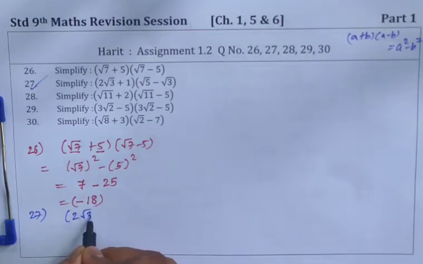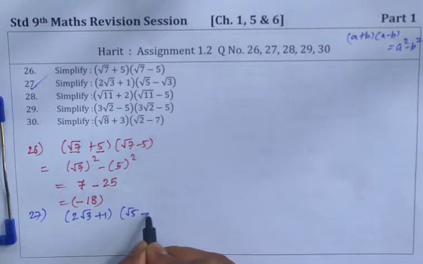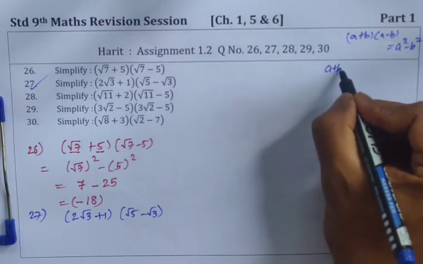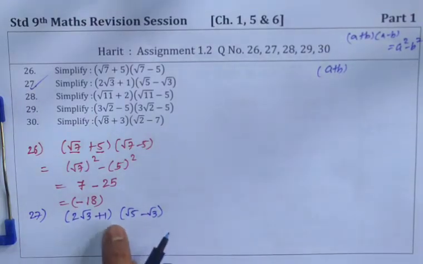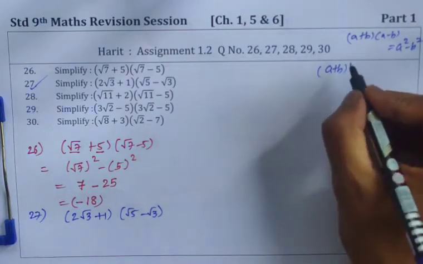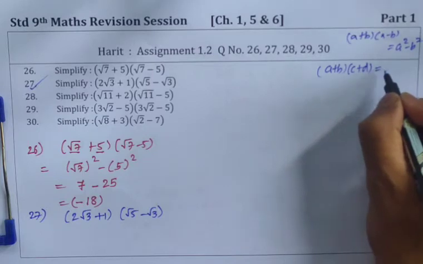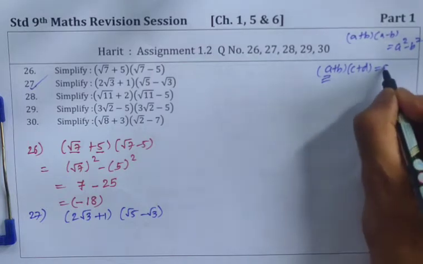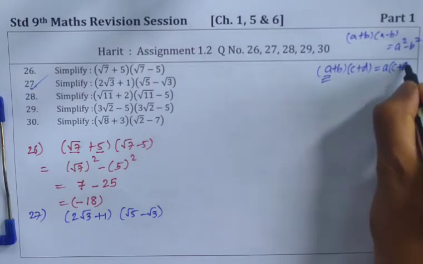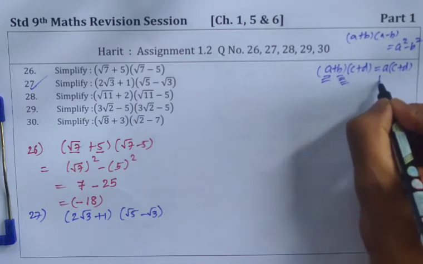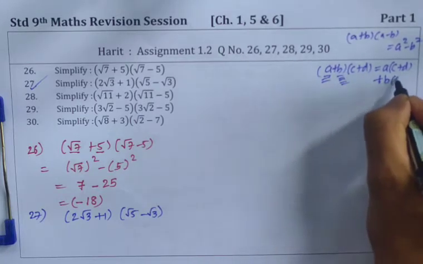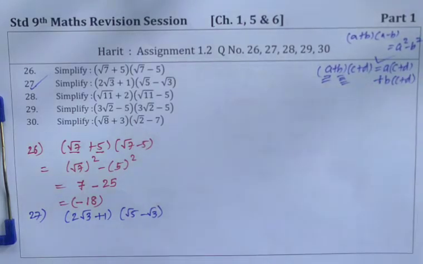2 root 3 plus 1 into root 5 minus root 3. ये expansion ऐसा है. All 4 terms are different. ये binomial के 2 term, ये binomial के 2 term, all 4 terms are different. So it is somewhat like this. A plus B into C plus D. How do you expand? ये जो first term है A, multiply with second binomial. फिर second term है B. So plus B है तो plus B into C plus D. So apply this expansion rule.